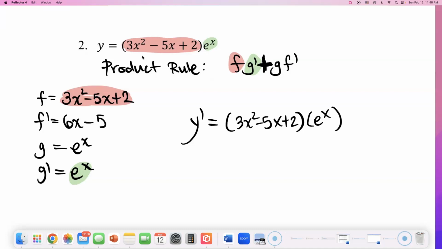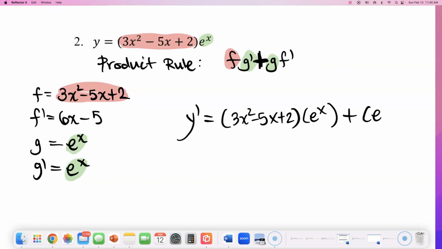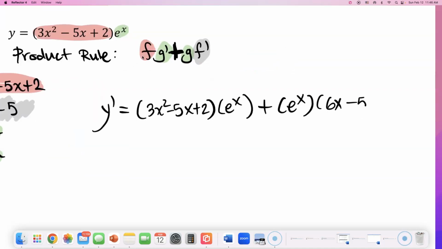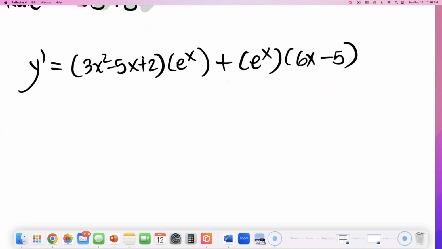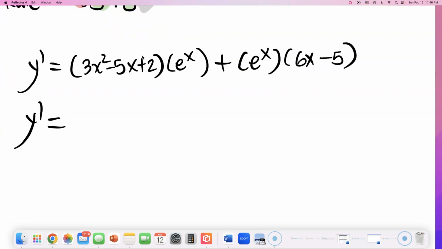plus, what is g? G is e to the x again. They are the same, right? E to the x. Now I'm multiplying this by the derivative of the red function, which is this 6x minus 5. So I'll write that down, 6x minus 5. Now let's simplify this. Notice that they both have e to the x, right? I'll factor that out. I'll factor this and this out to the front.